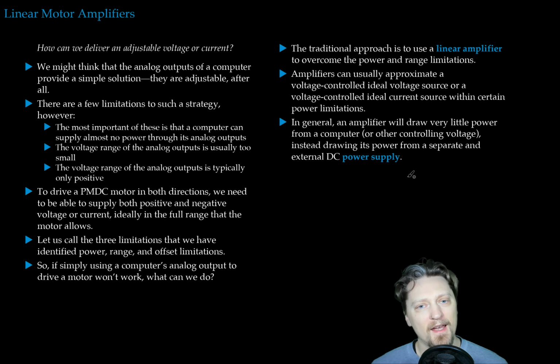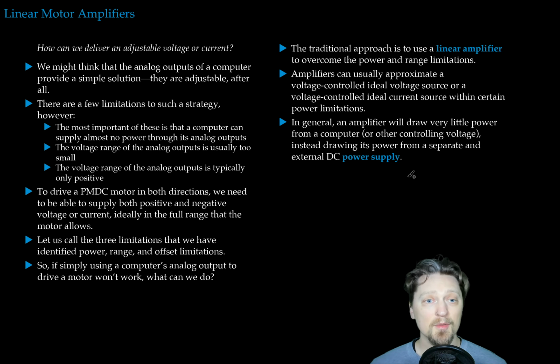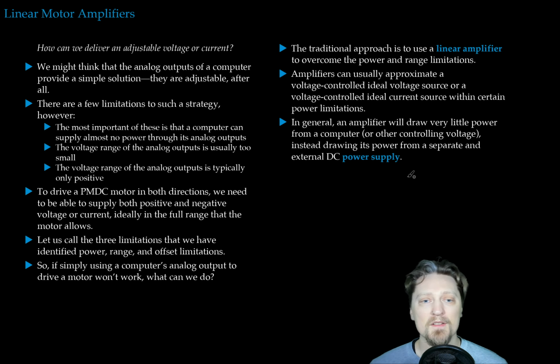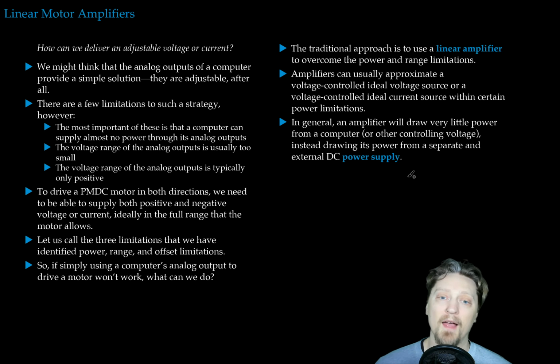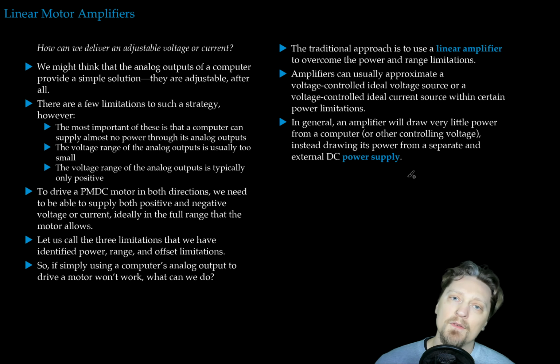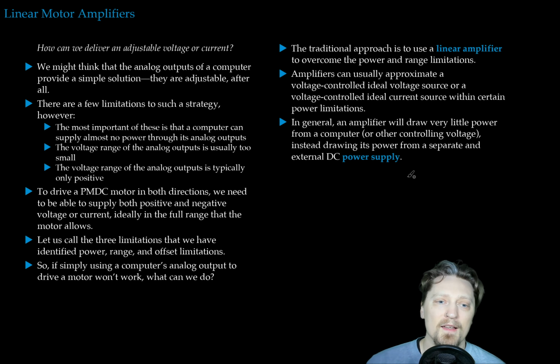We might think that the analog outputs of a computer provide a simple solution. They are adjustable after all. There are a few limitations to such a strategy. The most important of these is that a computer can supply almost no power through its analog outputs. The voltage range of the analog outputs is usually too small as well, and finally, the voltage range of the analog outputs is typically only positive, so we can't get negative voltage out of many of the analog outputs that are given in single board computers.